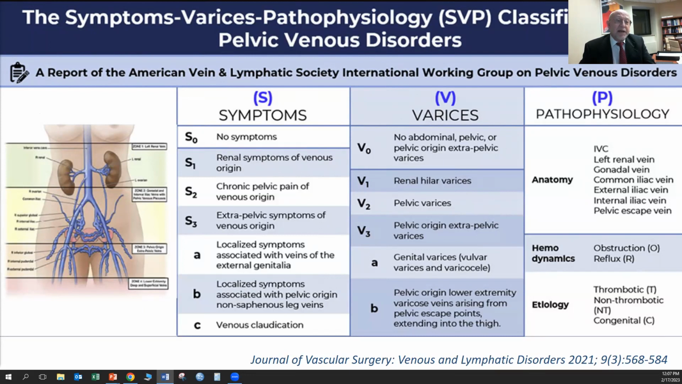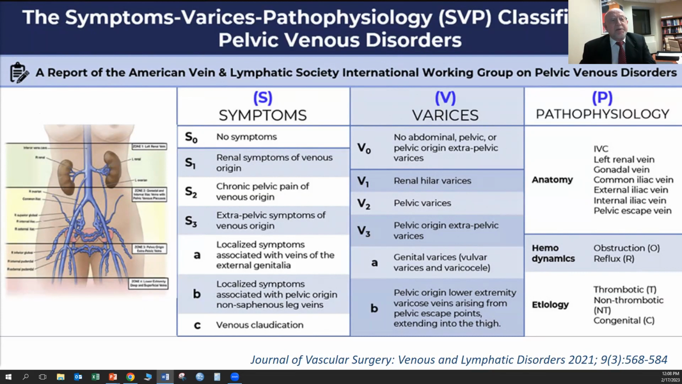And pathophysiology has 3 subdomains. The common abbreviation is used to indicate the affected venous segments. Hemodynamics is noted as obstruction, reflux, or both, and etiology is divided into thrombotic, non-thrombotic, and congenital.